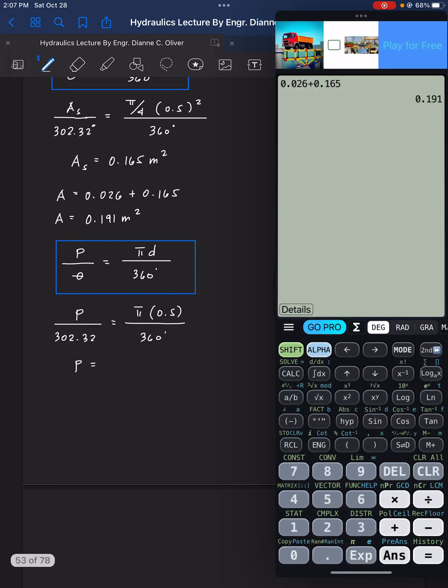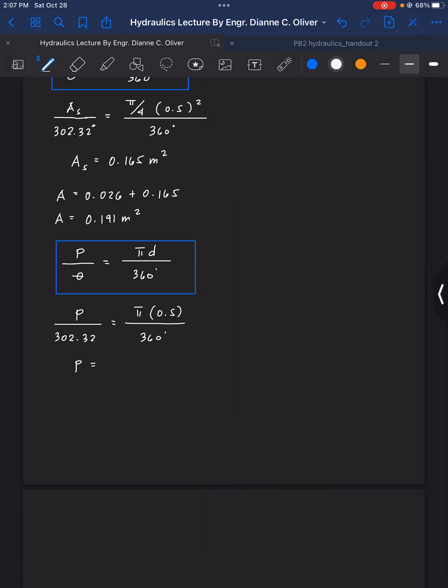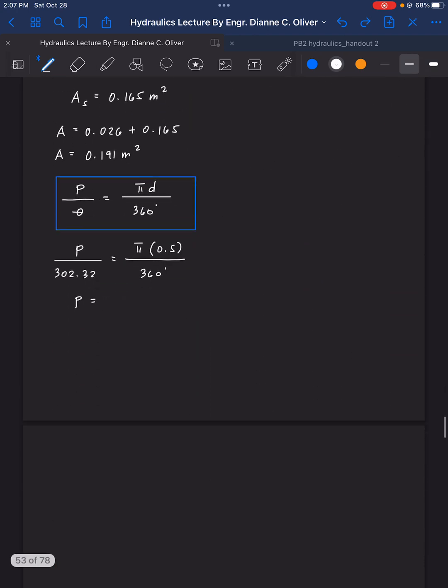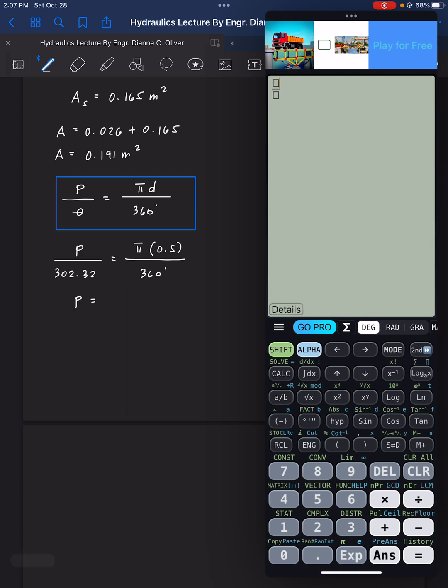So what's concerned in this formula about the perimeter is only from this point here up to this point, the one covered by the theta. So we really can use this formula to find the wetted perimeter. So P is equal to pi times 0.5 times 302.32 all over 360 degrees. That is 1.319 meter.